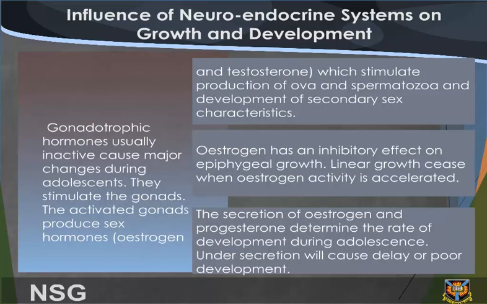Gonadotrophic hormones, usually inactive, cause major changes during adolescence. They stimulate the gonads. The activated gonads produce sex hormones, estrogen and testosterone, which stimulate production of ova and spermatozoa and development of secondary sex characteristics. Estrogen has an inhibitory effect on epiphyseal growth. Linear growth ceases when estrogen activity is accelerated. The secretion of estrogen and progesterone determines the rate of development during adolescence. Undersecretion will cause delay or poor development.